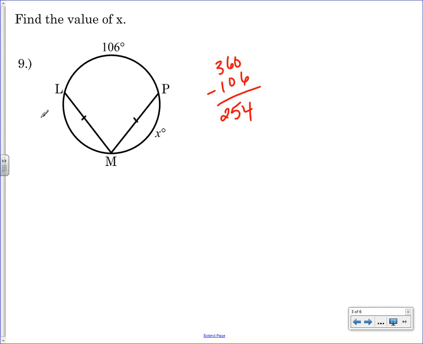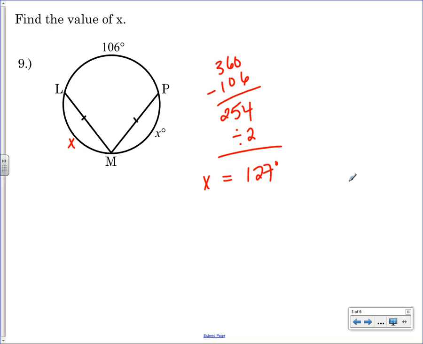What I just learned is that if two chords are the same, so LM and MP are the same, then their arcs are the same. So if this is x, then so is this, right? So what am I going to do with that 254 to find the x? Divided by 2, you end up with 127. X is 127. Is that all they wanted?